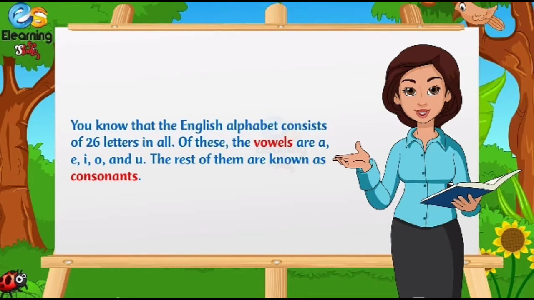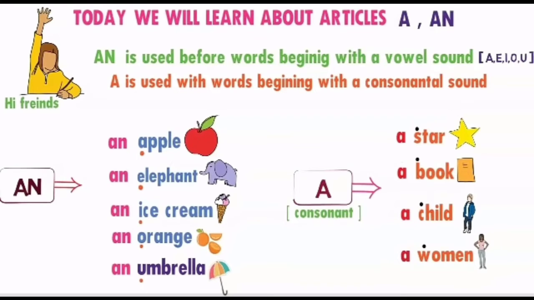You know that the English alphabet consists of 26 letters in all. Of them, the vowels are a, e, i, o, u, and the rest of them are known as consonants. Today we will learn about the article an.